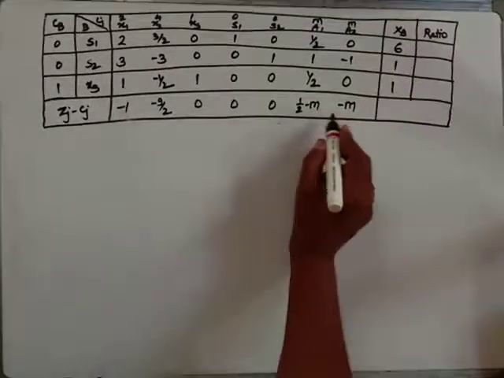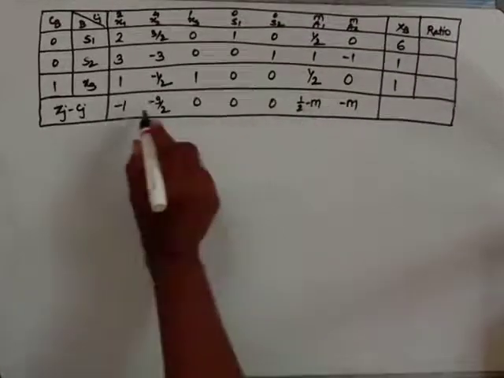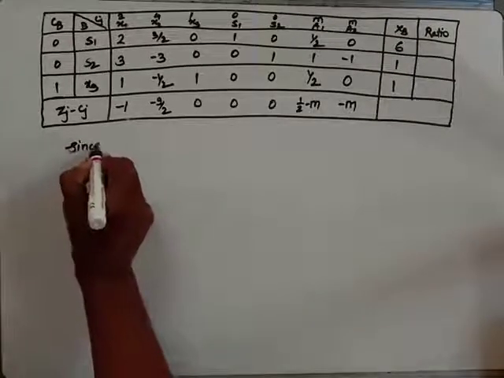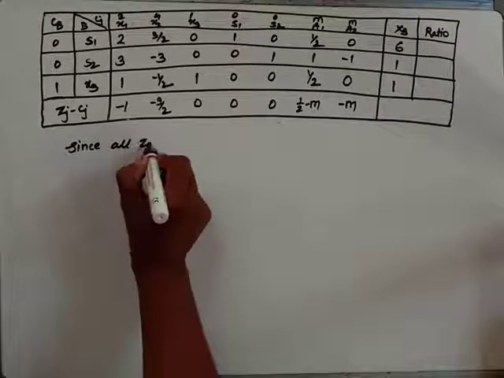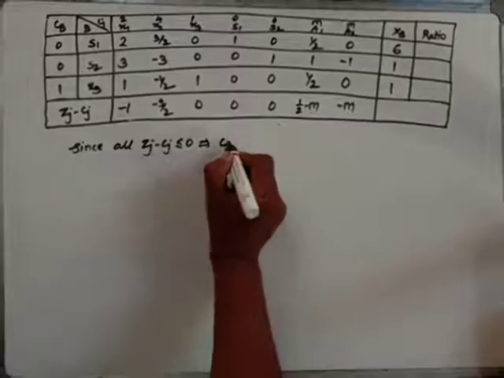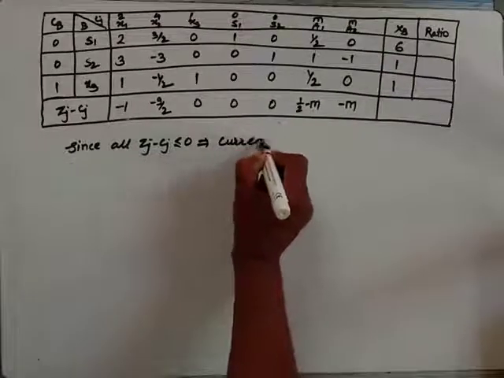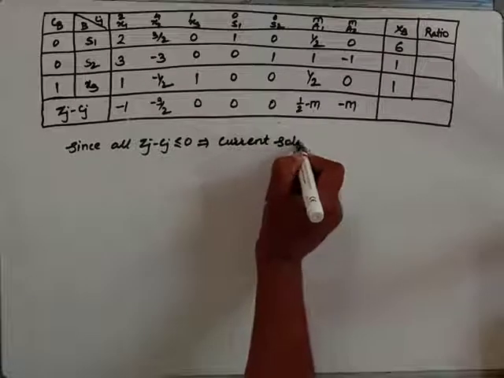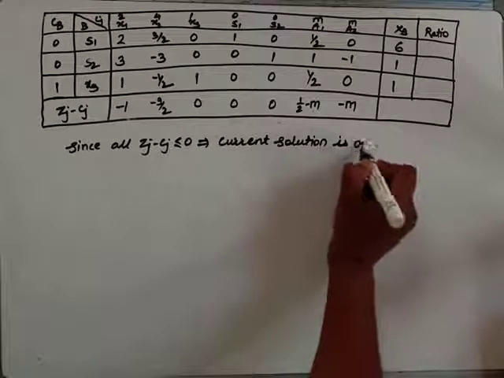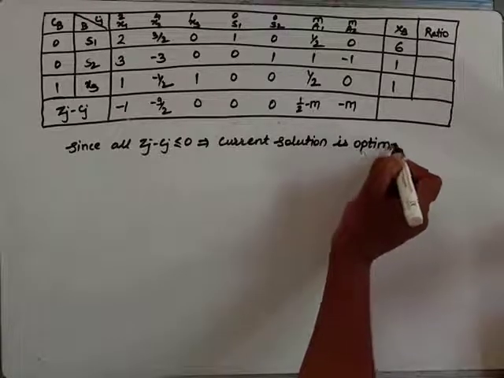Now look at it. These are negative. Now these are also negative. These are 0. Since all Zj minus Cj less than or equal to 0, this implies the current solution is optimal. Current solution is optimal.